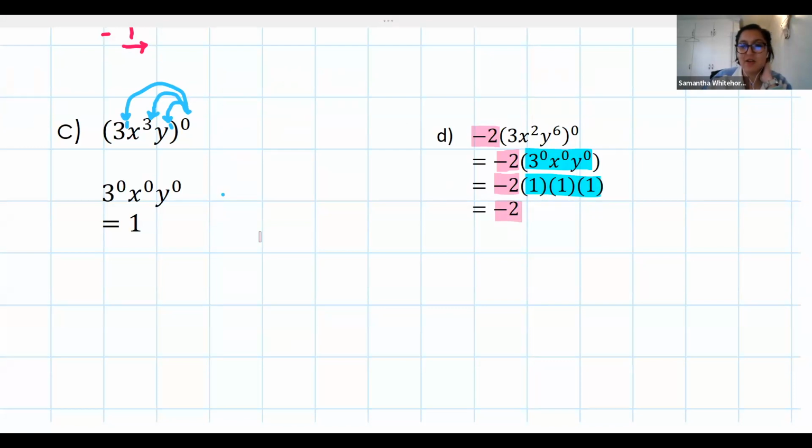So remember that when there is a coefficient to the bracket, so when there's a number sitting in front of the bracket, it is not being affected by the exponent. So we just leave it there, exactly as Nelson said. Leave it there until you've sorted out the whole bracket, and then you can deal with it.